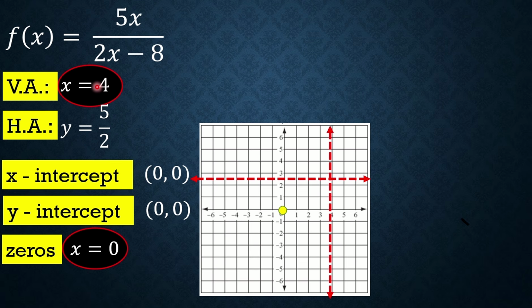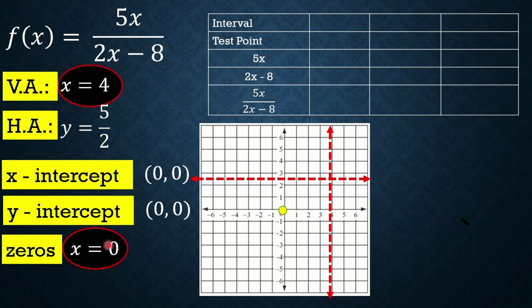So, ibig sabihin yung 4 saka 0, siya yung gagamitin nyo para sa interval or para sa paggawa ng sign table. Since meron tayong dalawa, ibig sabihin tatlo yung interval natin. Okay, paano ginagawa yung interval? So, unahin muna natin. Of course, lagi na sa left side yung mas mababang number. So, x is greater than 0 but less than 4. And then yung dito, x is less than 0. And then sa right side, x is greater than 4.